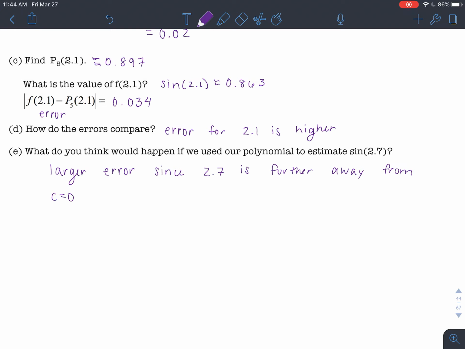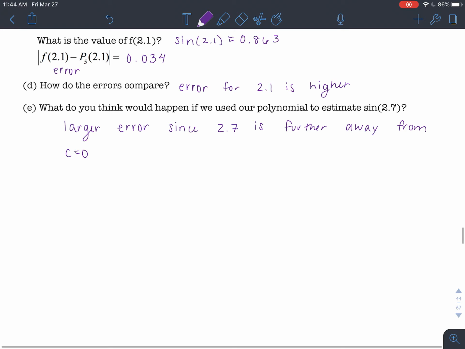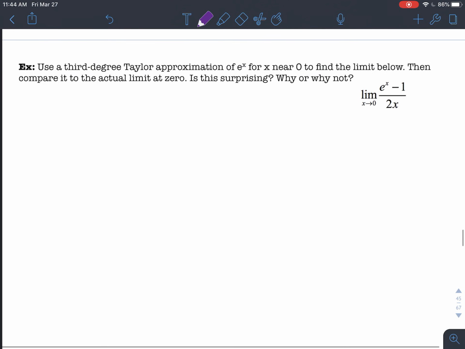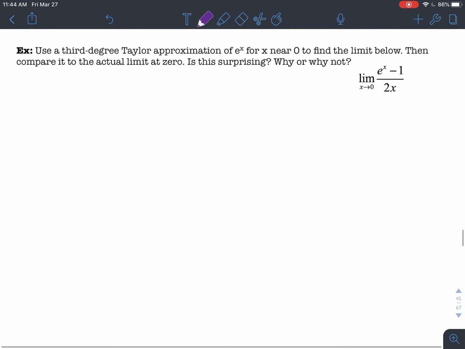Think about those initial graphs that we looked at as we kept adding on each successive term, right? The polynomial was more and more on top of the sine function as we added more terms. So really close to the x equaling 0 value, we're going to be really close, but as we move further and further away, our polynomials aren't going to completely follow that sine curve, so our approximations are going to be worse.